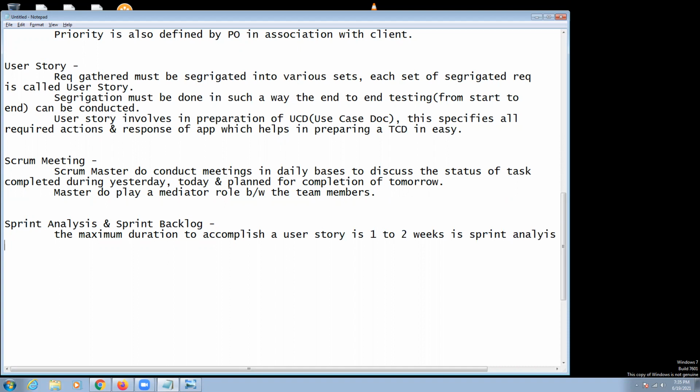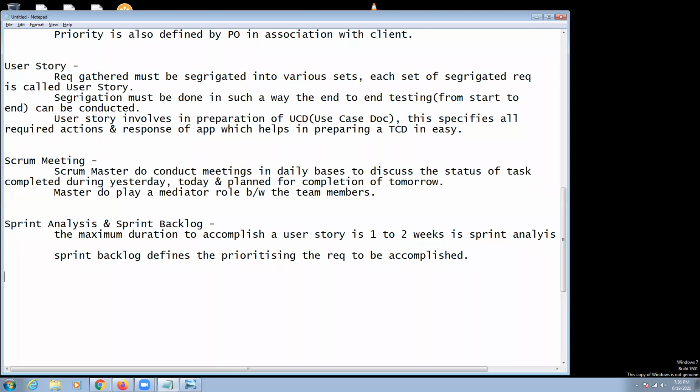That is sprint analysis. Now, which requirements need to be accomplished in that duration of time is defined by us under the sprint backlog. Sprint backlog defines the priority, prioritizing the requirements to be accomplished. Based on the priority, it is defined under the sprint backlog. Once the priority is set, the developers and the test engineers start implementing the tasks, right?